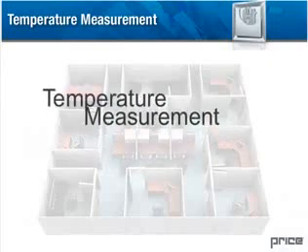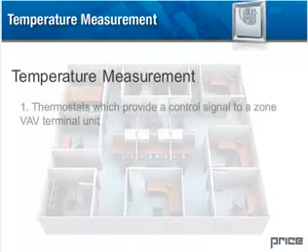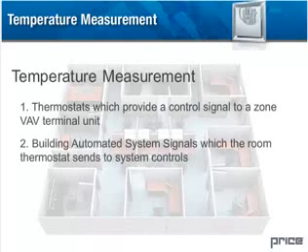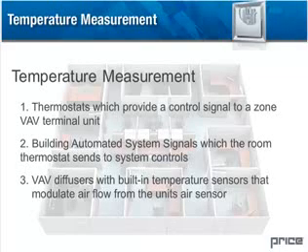Temperature measurement. Zone temperatures play a large role in determining thermal comfort. To ensure good thermal comfort, there are three main room temperature control techniques to consider. 1. Thermostats, which provide a control signal to a zone VAV terminal unit. 2. Building automated system signals, which the room thermostat sends to system controls. 3. VAV diffusers with built-in temperature sensors that modulate airflow from the unit's air sensor.